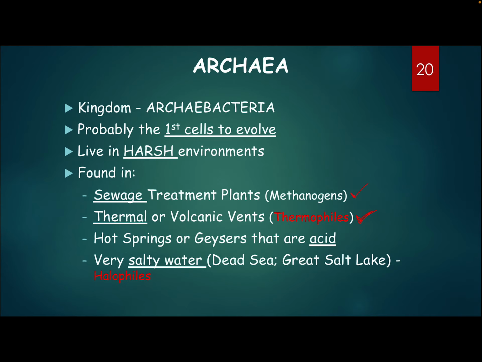There are organisms called methanogens who live in sewage treatment plants, and they live off of the methane that is given off by decaying waste, basically. There are some that are fine with acid, living in hot springs or geysers. And then there are also some that like salt, those are called the halophiles, and they live off of the salt in places where that very salty environment would normally kill organisms.